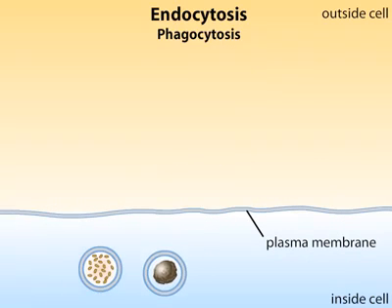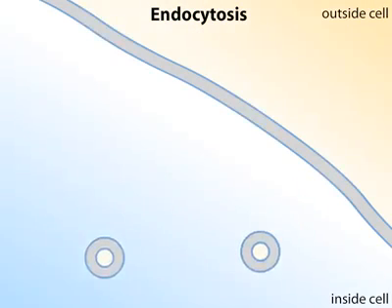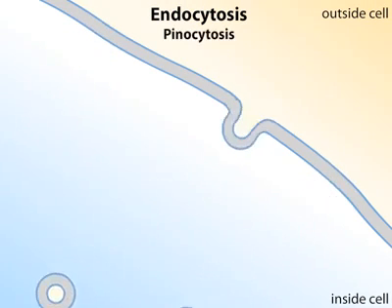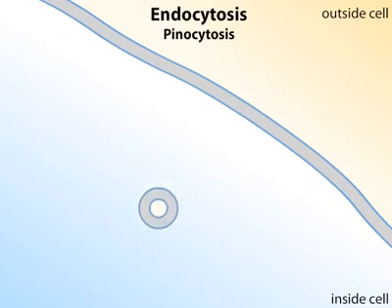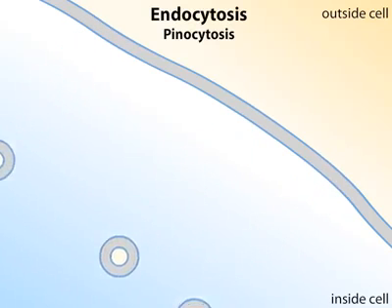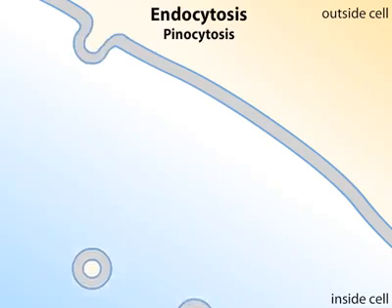Unicellular protists use phagocytosis for feeding, and some white blood cells use it for defending the body, engulfing foreign cells or substances. The resulting vesicle, called a phagosome, fuses with a lysosome, and the contents are digested. In another type of endocytosis called pinocytosis, small vesicles pinch off from the plasma membrane, bringing small dissolved substances or fluids into the cell. Pinocytosis means cellular drinking.